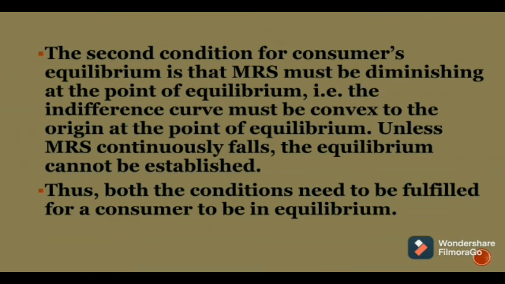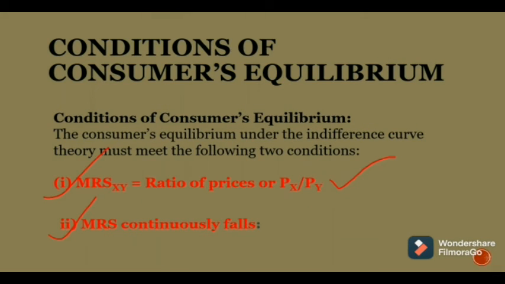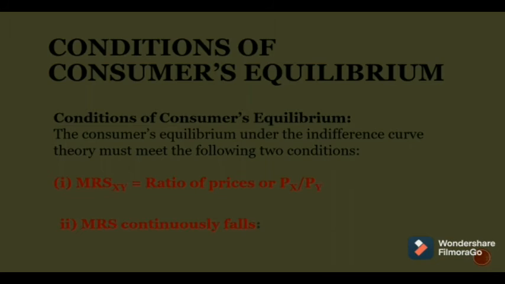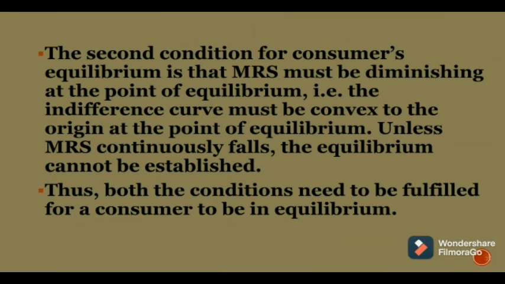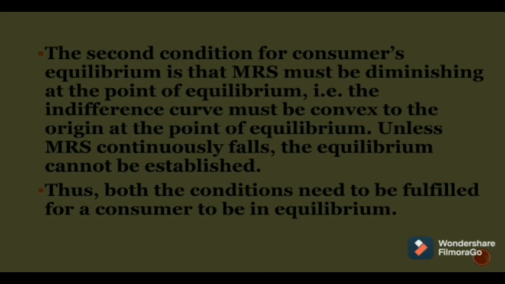So let us understand the second condition. As for the first condition, we already know that both the ratios should be equal, the slope of IC and the slope of the budget line should be equal. And for the second condition, we have already understood that MRS must be declining at the point of equilibrium, and the indifference curve must be convex to the origin at the point of equilibrium. So both the conditions need to be fulfilled for a consumer to be in equilibrium.